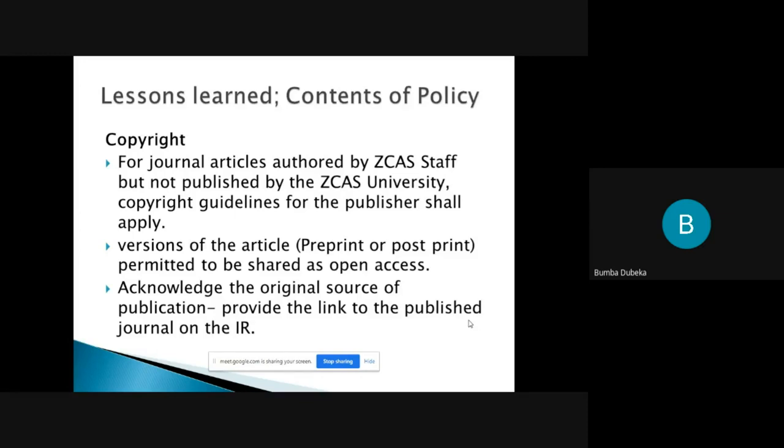We also had instances where the journals where the articles are appearing would allow us to share via our repository on condition that we acknowledge the original source of that publication. And so what we have done is put a link of that journal together with the handle, a URL for that journal as additional metadata, and that protects the institution from violating the copyright.